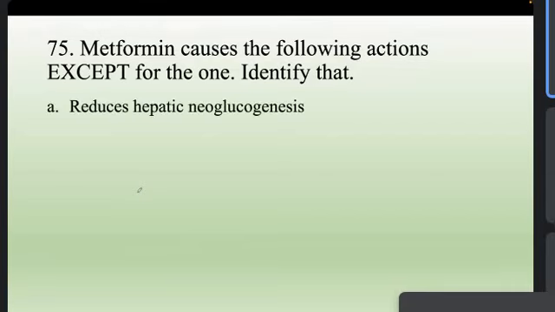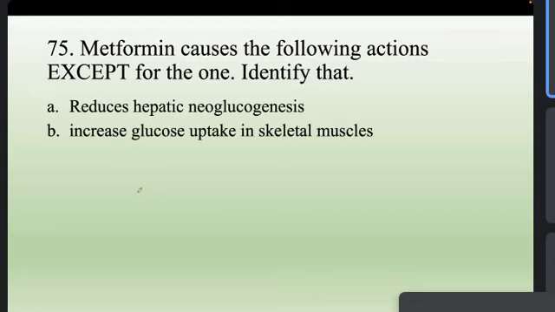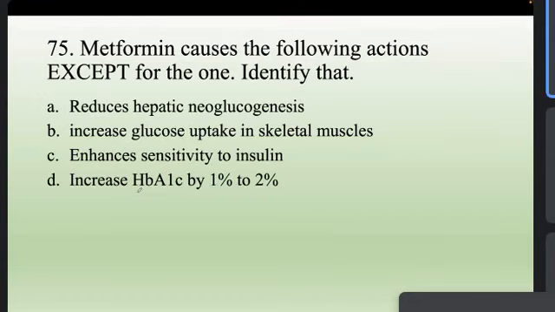Metformin causes the following actions except for the one identified. Reduces hepatic gluconeogenesis, increases glucose uptake in skeletal muscles, enhances sensitivity to insulin, increases HbA1c by 1 to 2%. What is the answer?